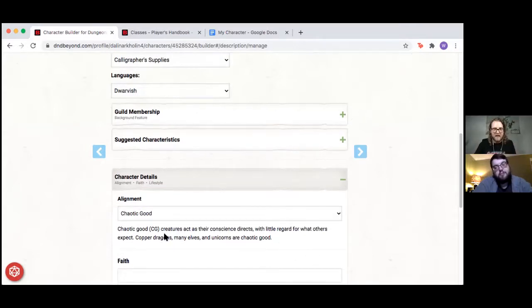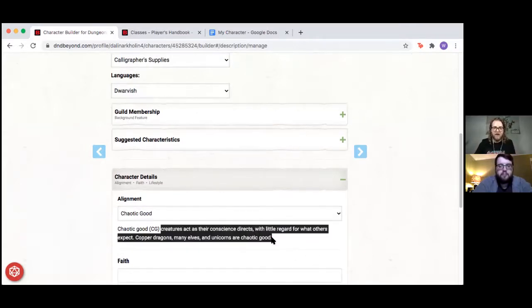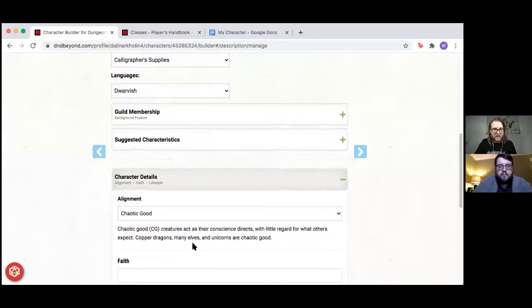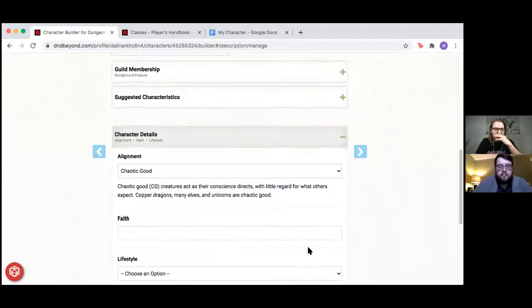And you can kind of see this, D&D Beyond's great. If you don't know what all this stuff means, it tells you. So I act as my conscience directs with little regard for what others expect. And look, I'm in good company because copper dragons, I'm a dragonborn, they're typically chaotic good.